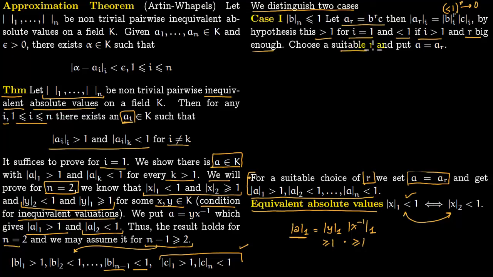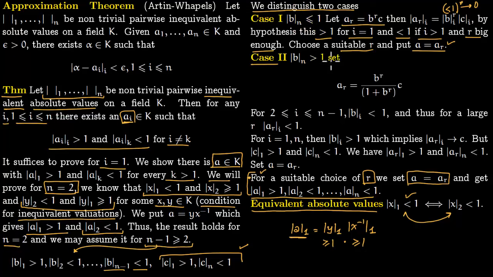So yeah, you choose a suitable r and put a equals a_r. So from here you can go to here, just because of this valuation. So it holds for 1, holds for n, and for the rest you use the limiting argument. Now case 2. These are only two cases: less than or equal to 1, and greater than 1.